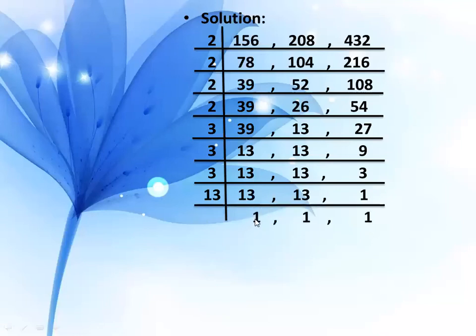So 13 multiplied by 1 will become 13. And here you have the last number, that is 1. So at the end, you have got all your numbers that are co-prime numbers. So you will stop here. So my dear students, this is the method that we call LCM by division method.